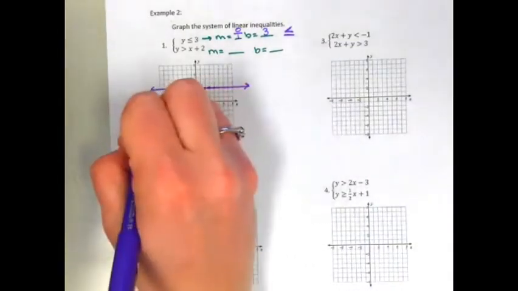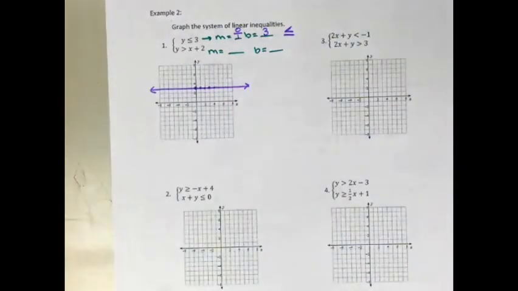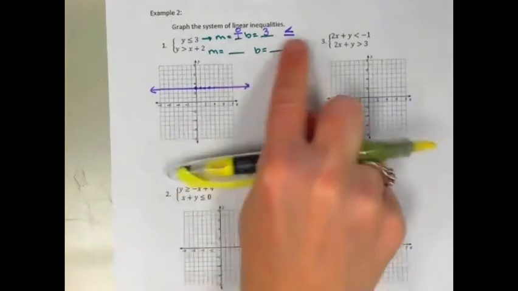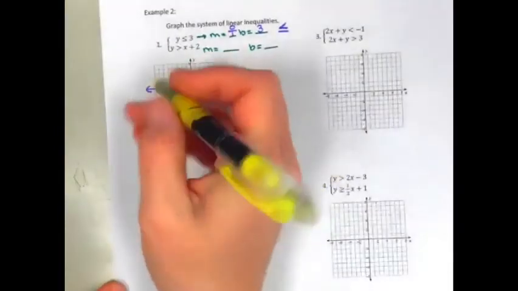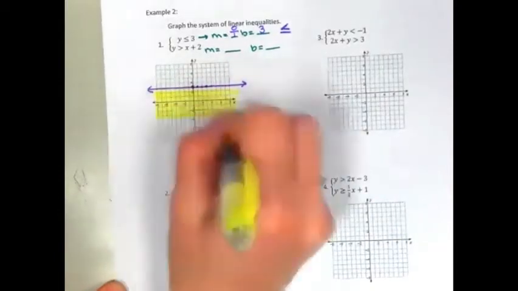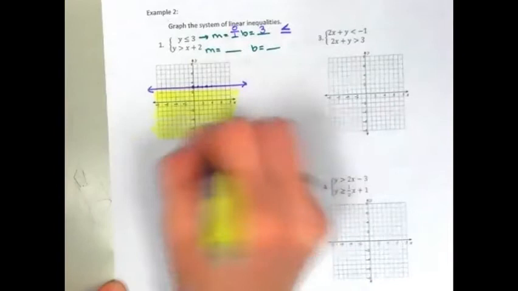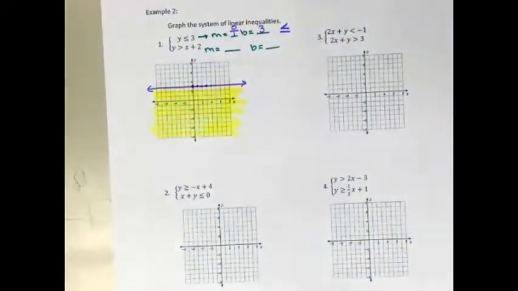And then which way would I shade, above or below that? It's less than, so am I going to shade above or below? Below. So I'm going to shade all the points below that. So the yellow is the solution to my horizontal line. You guys okay with that? All right.